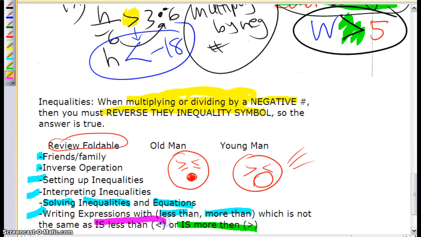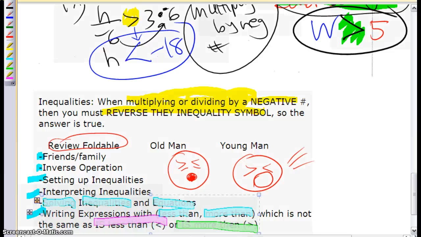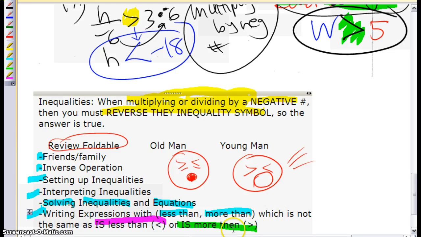Okay, so that's different. Review your foldable, rewatch some of the videos, go back to the PowerPoints that are in the folders to help you study today. So good luck. We're going to take the test right when we come into class tomorrow. We're not going to go over many questions, so please watch this video again if you have to.